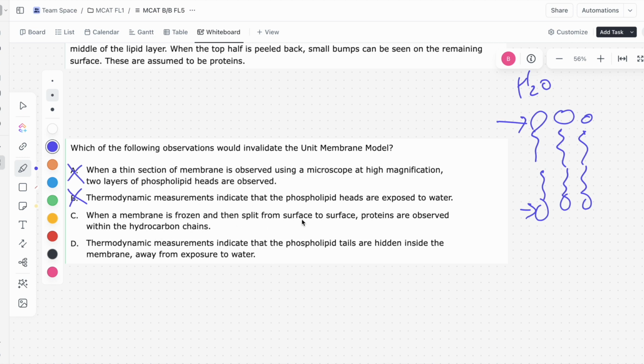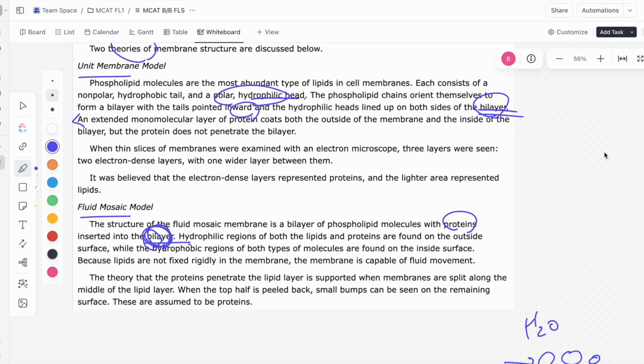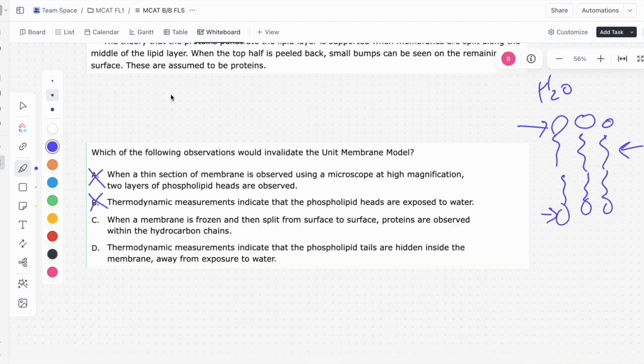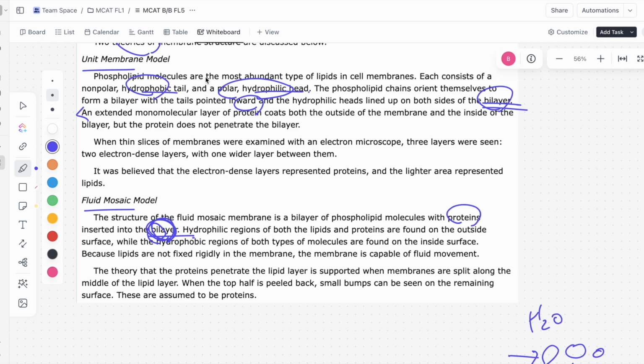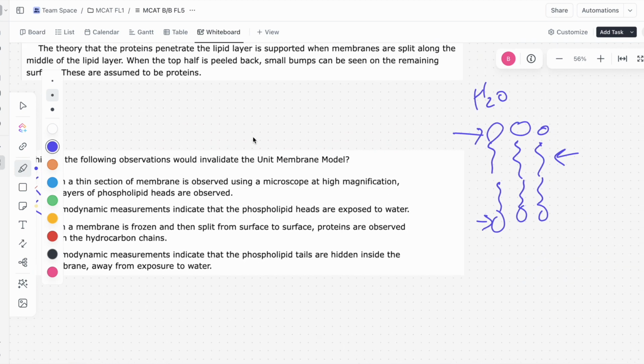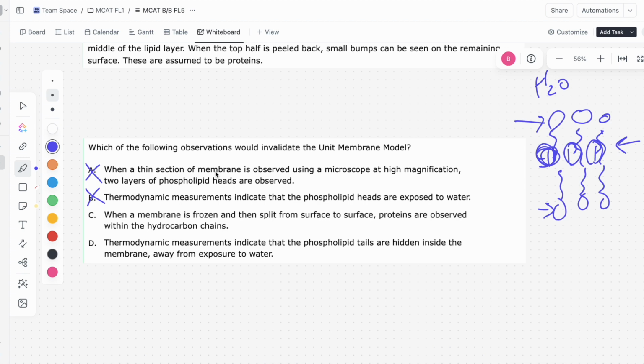C says when a membrane is frozen and then split from surface to surface, the proteins are observed within the hydrocarbon chains. The hydrocarbon chains are these, right? So the hydrocarbon chains are the hydrophobic tails that they're talking about. And remember, the proteins coat the membranes, but they do not penetrate the bilayer. Meaning if you were to split up the layers and you do find proteins interacting with these hydrocarbon tails, that means the proteins have to be embedded into the membrane bilayer in some capacity. Meaning C would invalidate the unit membrane model, so C is a pretty good answer choice, but let's check D.